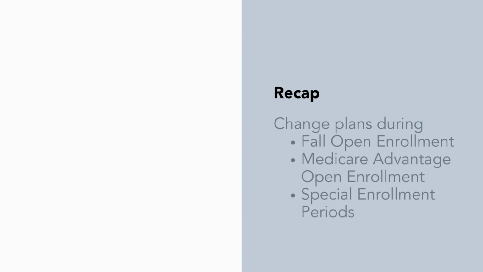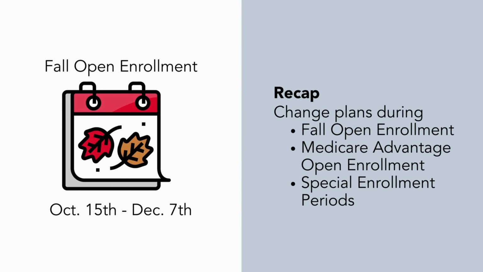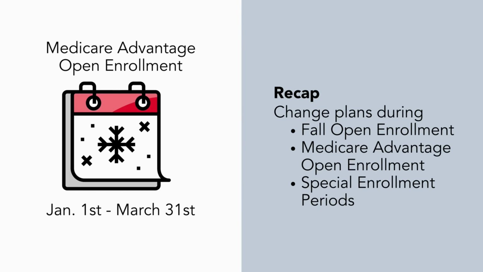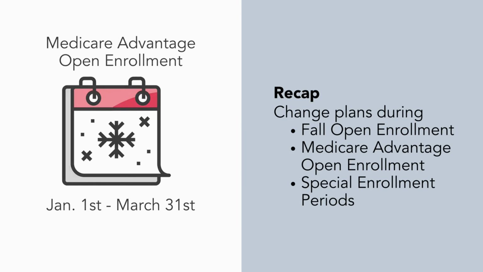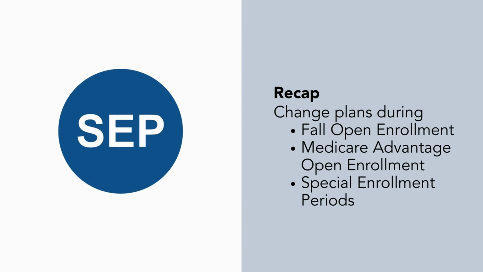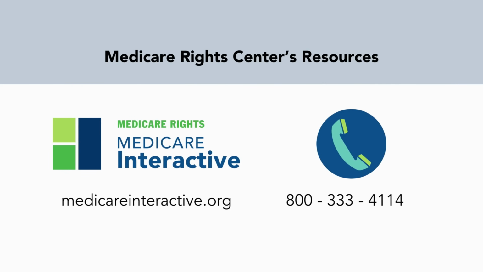There are also opportunities to change plans during the Fall Open Enrollment Period, which is October 15th through December 7th, Medicare Advantage Open Enrollment from January 1st to March 31st of each year, and special enrollment periods specific to changing plans. We encourage viewers to visit MedicareInteractive.org for more information, or call our helpline at 800-333-4114 for enrollment questions and assistance.